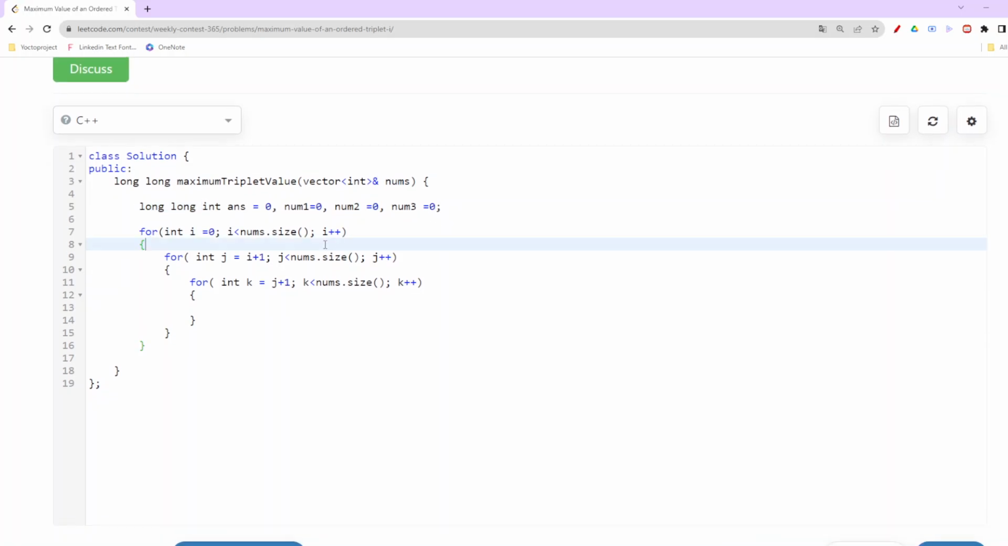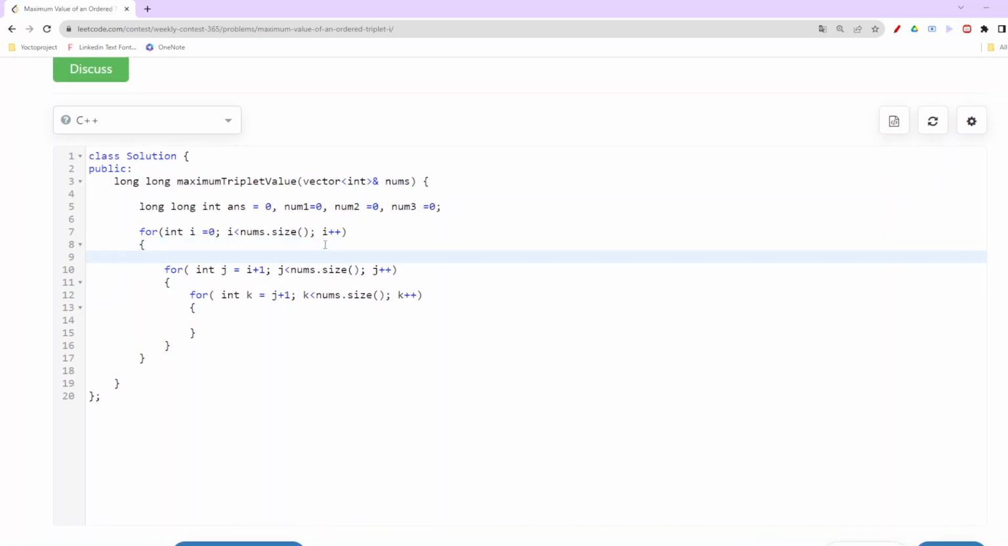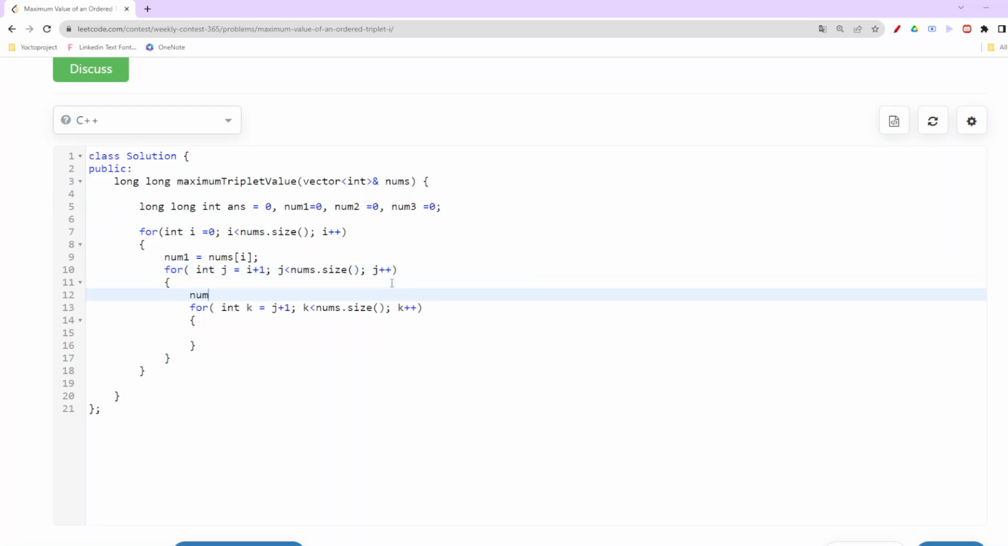Now first thing, our num1 would be equal to whatever we are getting at nums of i. Then our num2 we will be making as nums of j, and then comes the part for our third one, so num3 equals nums of k. So these are the three numbers which we have chosen.